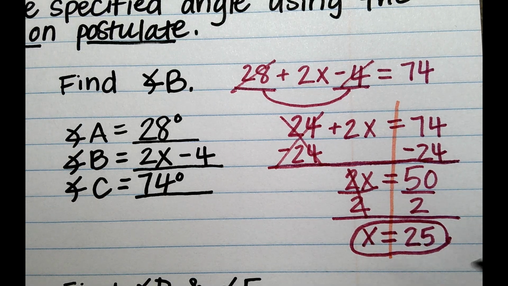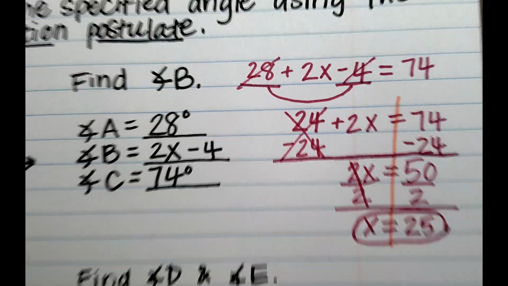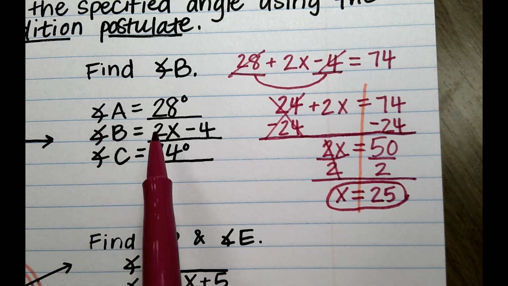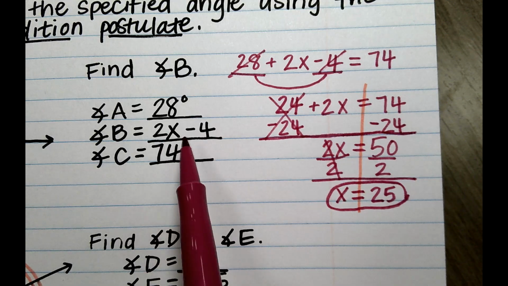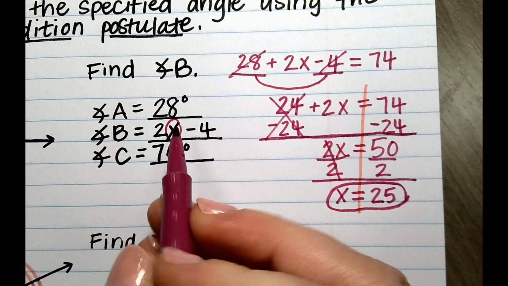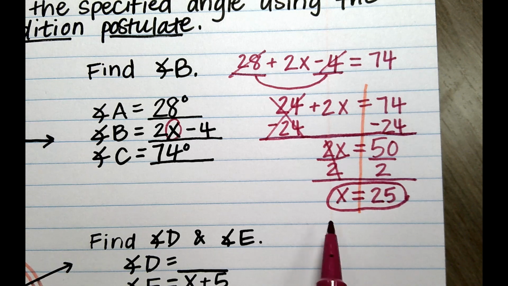Okay. Am I done? Have I solved for B? No, you've got to plug in x. Yes. So this is the next step. Once I know what x is, I can use that to help me find angle B, because angle B is written right now in terms of x. There's an x still there. I'm going to replace the x with that value we just found, with 25.